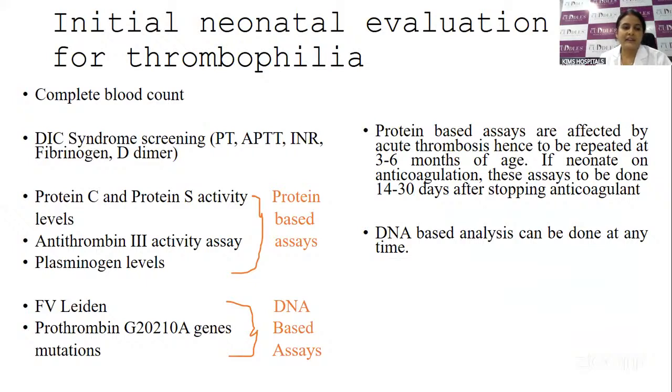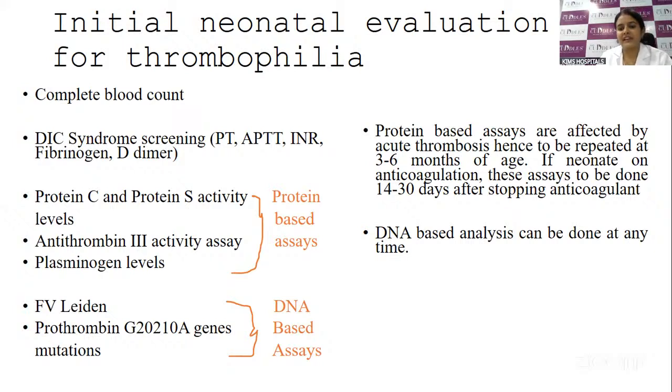Coming to the diagnosis of thrombosis and the evaluation for thrombophilia, initially we have to do a complete blood count, which shows thrombocytopenia, disseminated intravascular coagulation screening involving PT, APTT, INR, fibrinogen, D-dimer levels, the protein-based assays like protein C and S activity levels, antithrombin 3 activity assay levels, plasminogen levels, and DNA-based assays like factor V Leiden levels and prothrombin G20210A gene mutations.